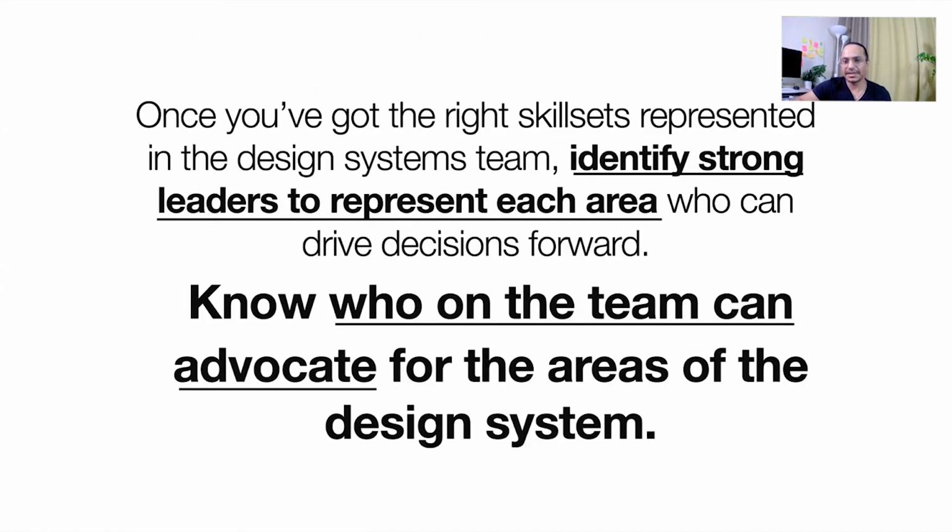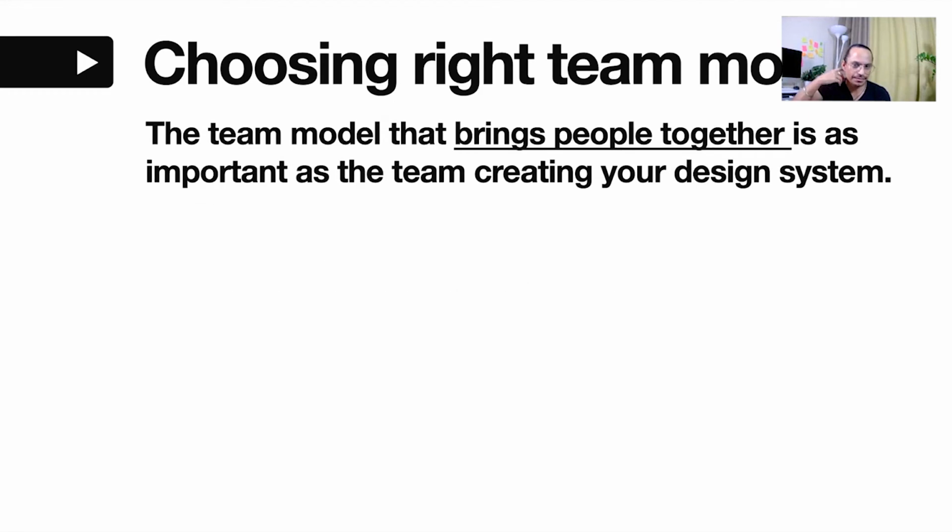Once you have got the right skill sets represented in the design system team, identify strong leaders to represent each area. Once you have understood that in order to build a particular design system, these are the teams, like design, developer, product manager, the content writer, and the accessibility and usability tester, one representative from each team should participate in building this. The representative should be someone who can take good decisions and be strong in leadership. So know who on the team can advocate for the areas of the design system, and then bring them in to create this design system.